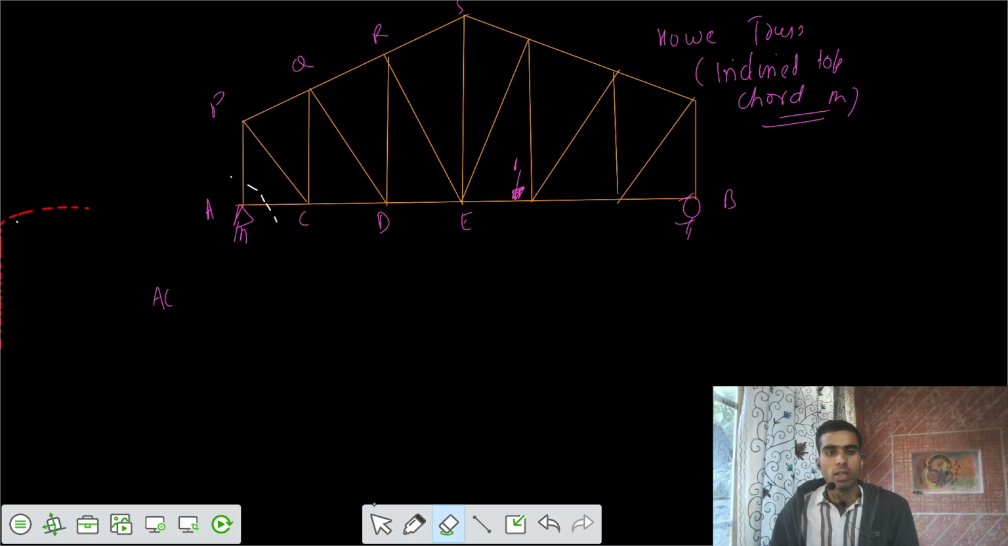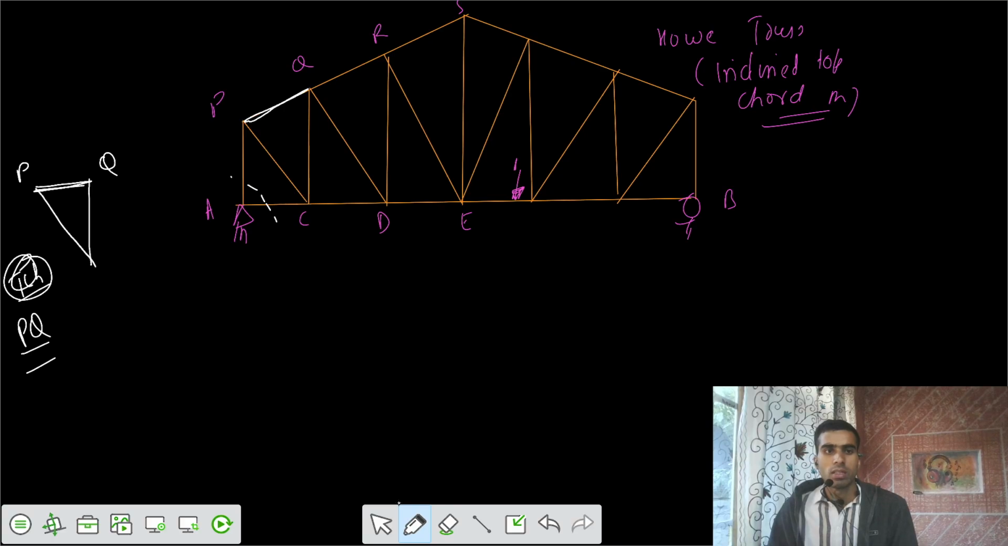Let's go for the second one, PQ. Where is PQ? This is an inclined top chord member. Let's assume for now that PQ is a top chord member. Let's have the triangle associated with that. Let's assume that it's a horizontal member. Let's say this is a PQ horizontal member, and we ask what's the triangle associated with that?